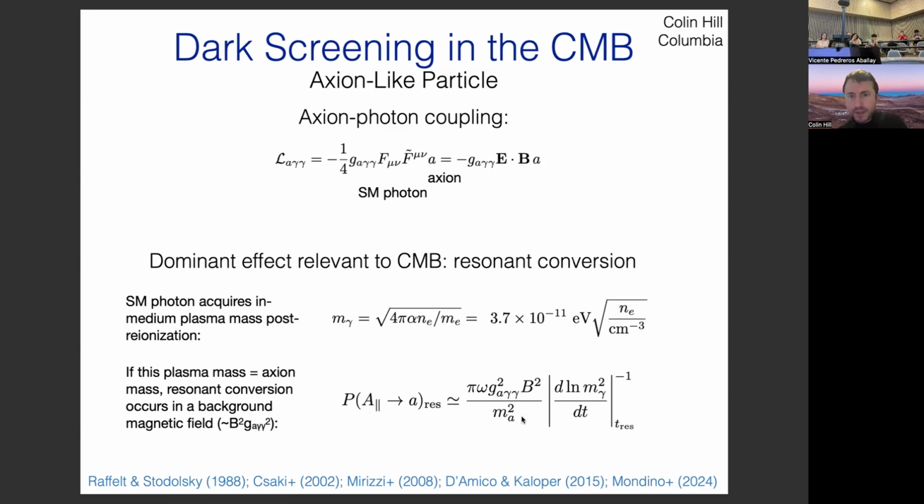So the relevant features now are that this scales with the square of the coupling parameter, but also with the square of the magnetic field strength. So we're going to have to know something about the magnetic fields that are present in order to derive a constraint. The other thing I'll highlight is that the frequency dependence now scales linearly with the photon frequency as opposed to inversely, like we saw in the dark photon case.